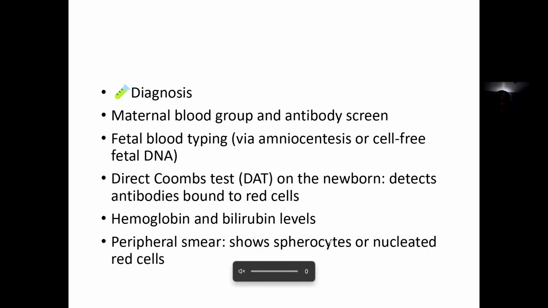So for diagnosis, you do testing on the baby's blood and the mother's blood. Okay, fetal blood typing, direct Coombs test, hemoglobin and bilirubin levels, and peripheral smears.